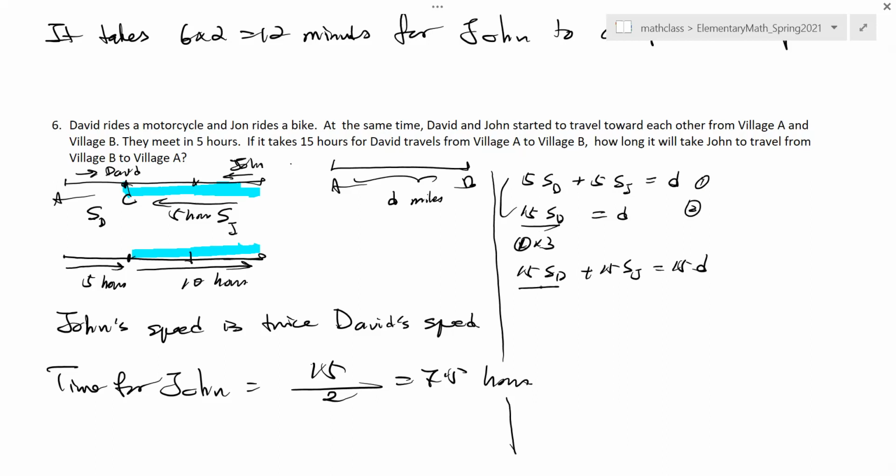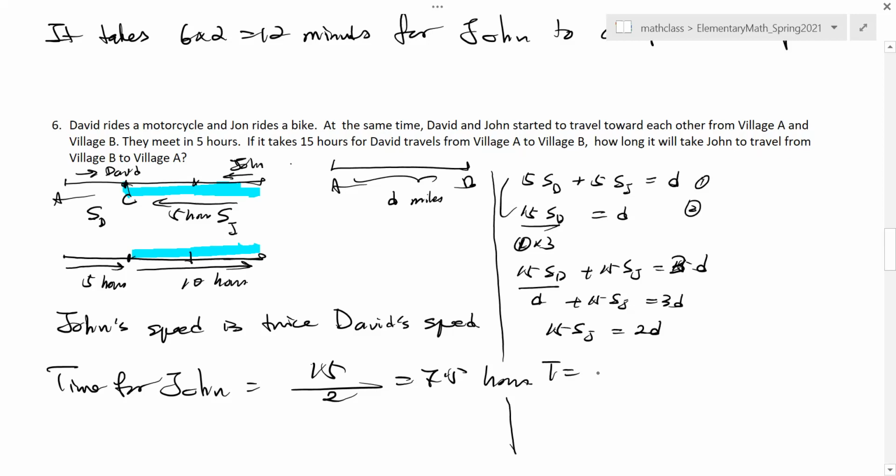Oh no, it's a 3, so it's not that. That's a 3. Okay, so that's the D, right? Because 15SD plus 15SJ equals 3D, then 15SJ equals 2D, okay? That's a relationship. So now you want to find the time for John to complete from B to A.